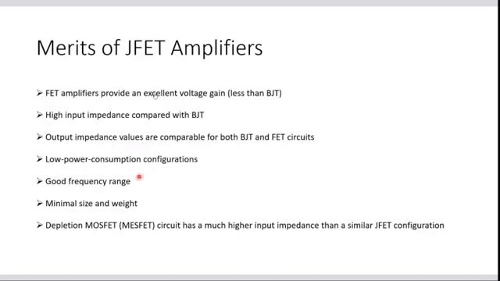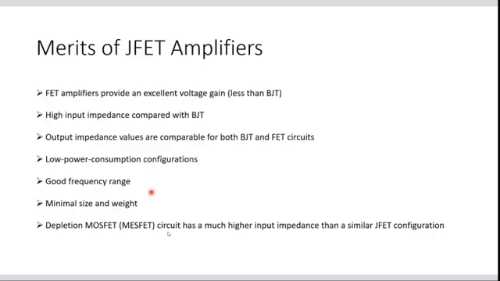It has a very good frequency range. It means that the bandwidth can be very high. Very good frequency range means the frequency operation is linear over a large number of frequencies. The bandwidth can be very high in the FET. And also it is of minimal size and weight.